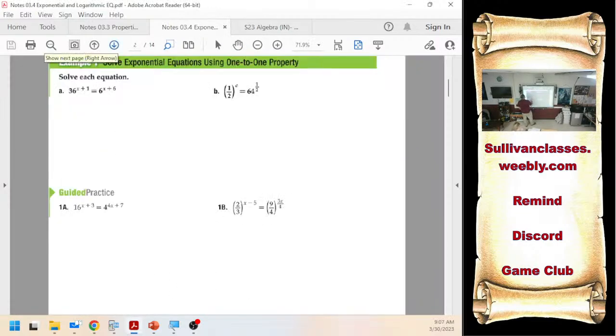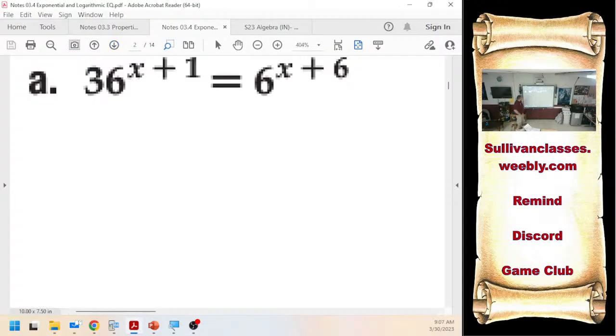So, equation time. Well, I can't use the one-to-one property on this. They're not the same base. Or are they? Right? Because this isn't just 36, this is 6 squared to the x plus 1 power. And what do I do with an exponent raised to an exponent? Multiply.